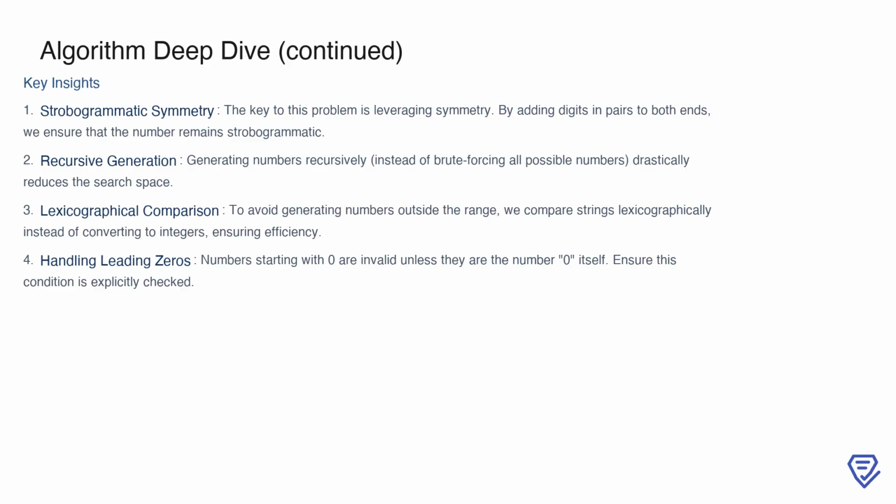This avoids unnecessary computational overhead while ensuring accuracy. Another critical insight is handling leading zeros. Numbers that begin with 0 are invalid unless the number itself is 0. This condition must be explicitly checked to prevent generating invalid results. Together, these insights allow us to efficiently and correctly solve the problem.